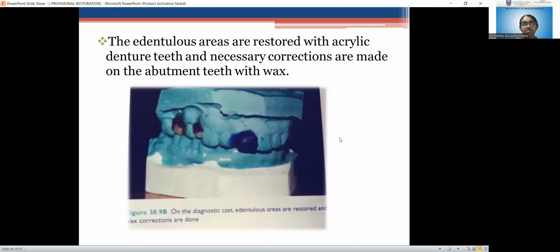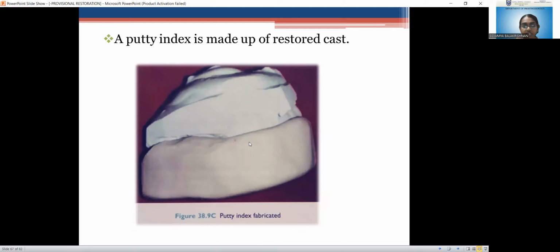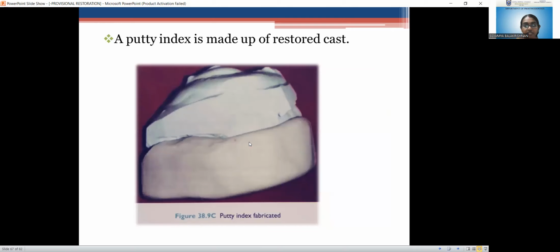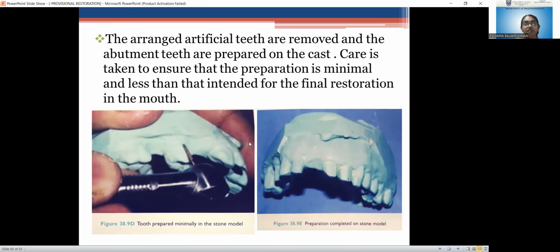After taking the impression, we have poured the diagnostic cast, and all the missing areas are to be replaced with artificial teeth. Any final corrections are to be made with the wax. Then after that, a putty index is made of the restored cast. Putty index is fabricated, so this completes the fabrication of the putty index. After that, the artificial teeth which are arranged are removed, and abutment teeth are to be prepared on the cast.